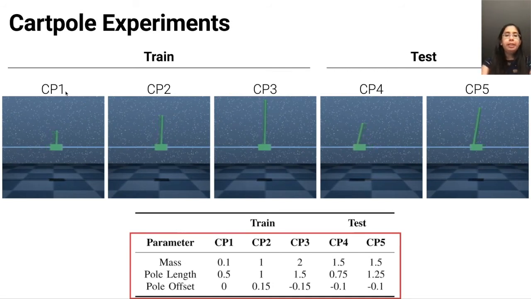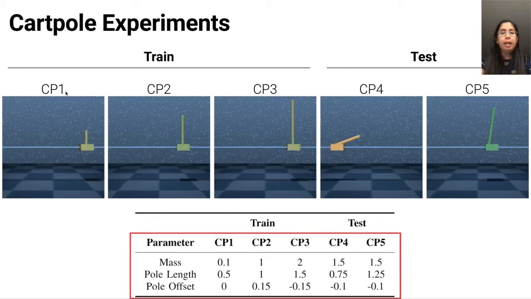For cart pole, we create these different environments by changing the mass, pole length, and pole offset of these different cart poles. So I would like to draw your attention towards CP4, which is the hardest to control test cart pole in our experiments, because it's out of distribution from CP1, CP2, CP3. So essentially, CP5 is testing generalization of our approach for in-distribution systems, while CP4 is testing generalization out of distribution.